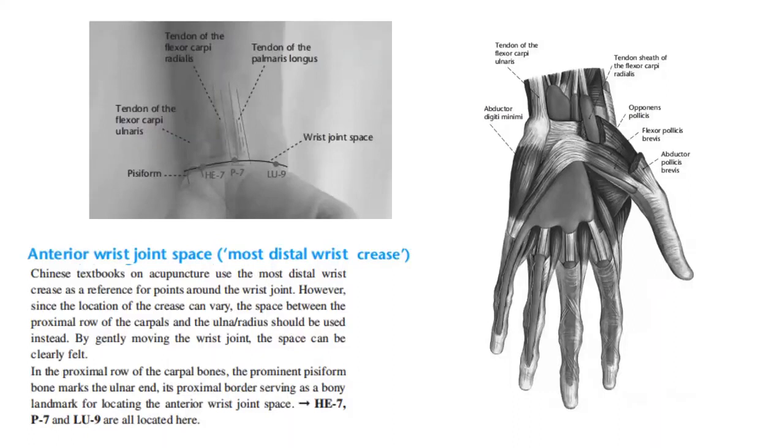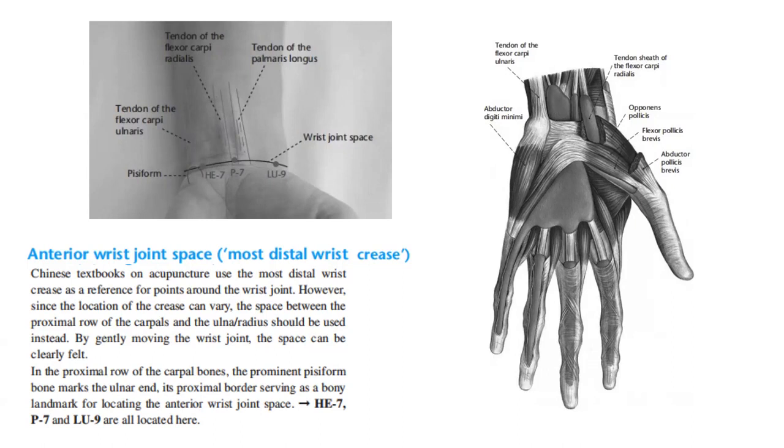Next, we have the anterior wrist joint space, or the most distal wrist crease. Chinese textbooks on acupuncture use the most distal wrist crease as a reference for points around the wrist joint. However, since the location of the crease can vary, the space between the proximal row of the carpals and the ulnar radius should be used instead. By gently moving the wrist joint, the space can be clearly felt.